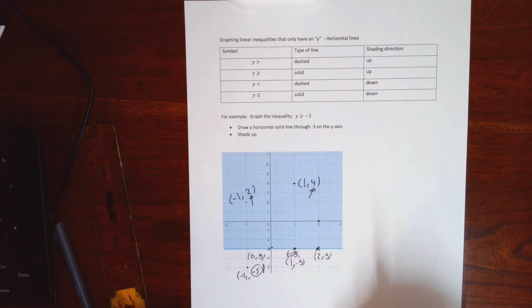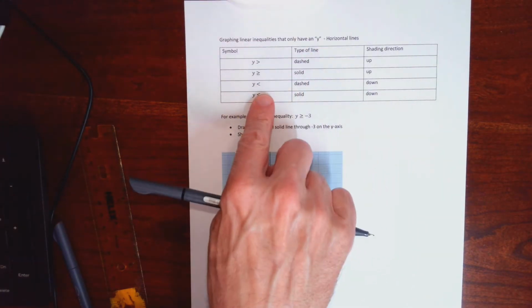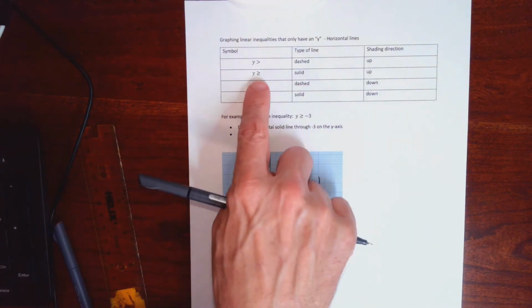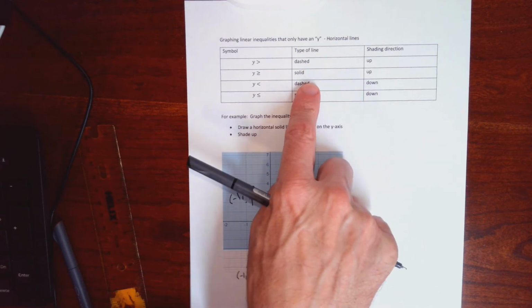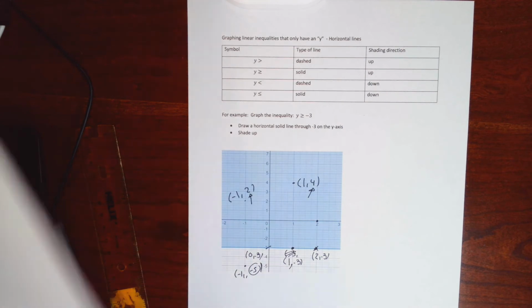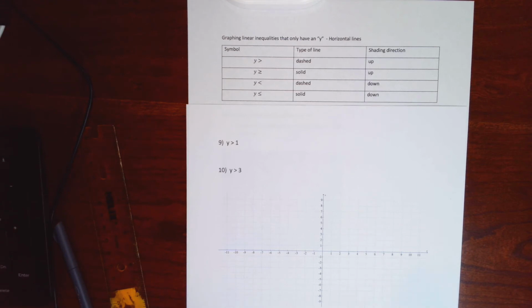So for y's, if the equation only has a y, this is going to be my template. For greater thans, I'm going to shade up. For less thans, I'm going to shade down. And for the same reason, we're going to do dashed and solid lines the same way. If you don't have the or equal to, you get a dashed line. If you have an or equal to, you get a solid line.